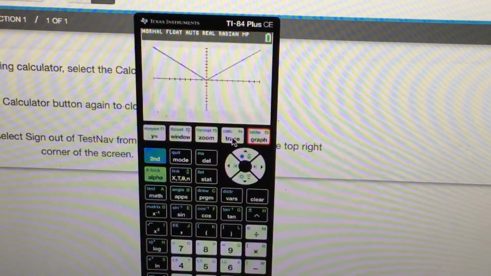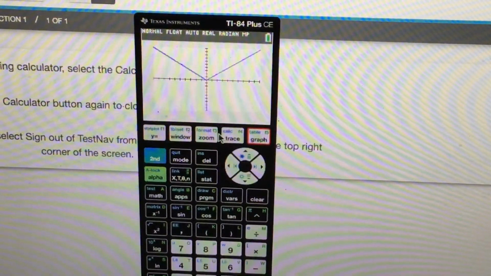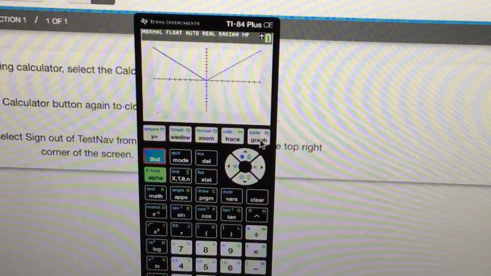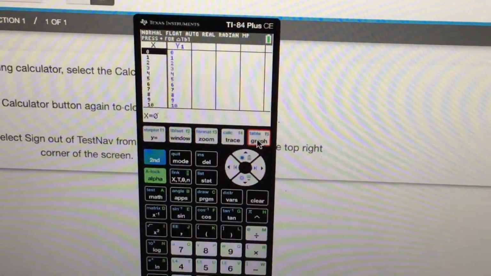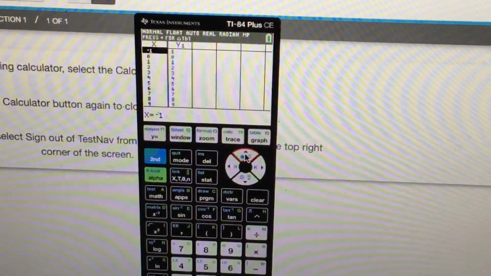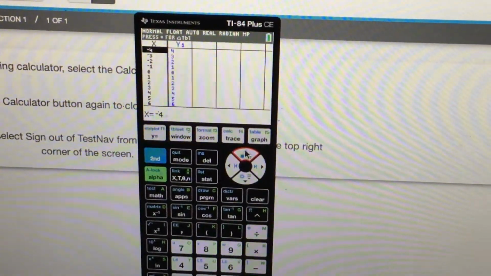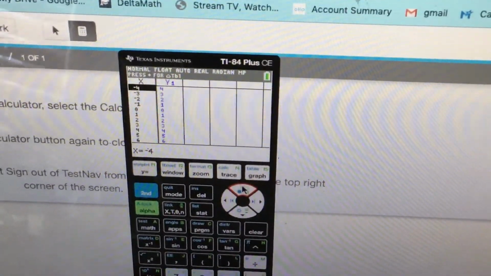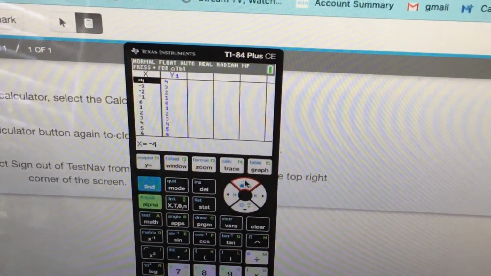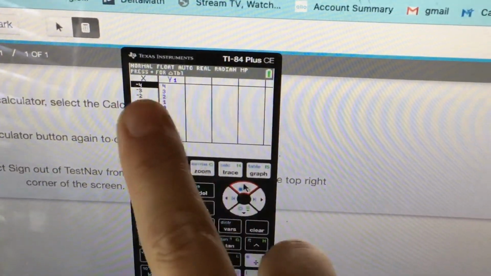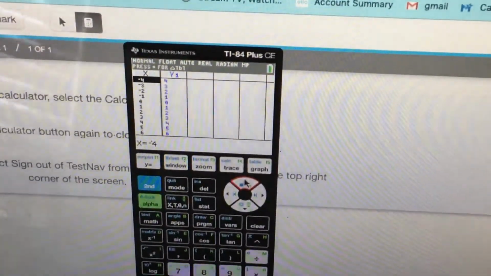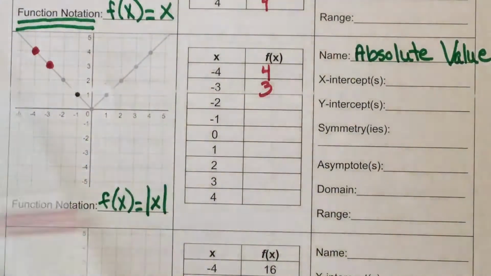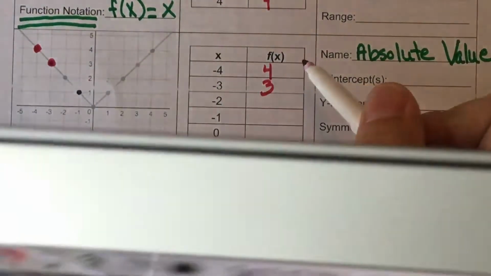Okay, now I'm going to go to the table. So the table is above graph in blue. So I go second graph, and this gives me my table. And I can arrow up to see into the negatives. Now I can fill out my table just by looking at what I have here on this chart. So I'm going to move this screen away so I can write it down, but -4, 4, -3, 3. So that's another way to fill out the table if you don't already have a picture in front of your face.